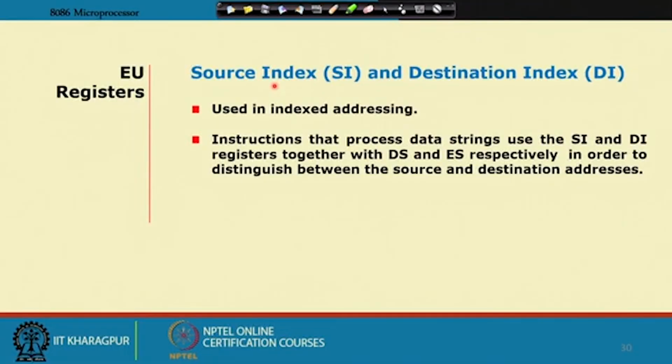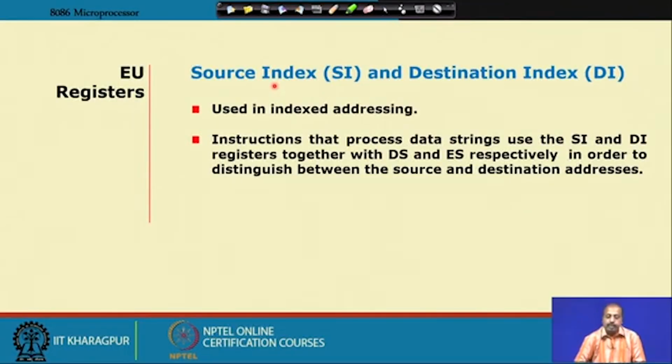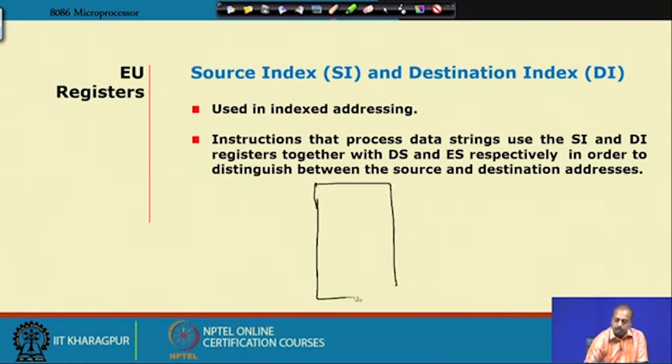Instructions that process data strings use these SI and DI registers together. SI will be using DS as a segment register, and DI will be using ES as the segment register, in order to distinguish between source and destination addresses. Suppose this is the memory and in that memory we have two segments, this one and this another, and you want to transfer a number of bytes from this space to this space. So, you have this as the source and this as the destination.